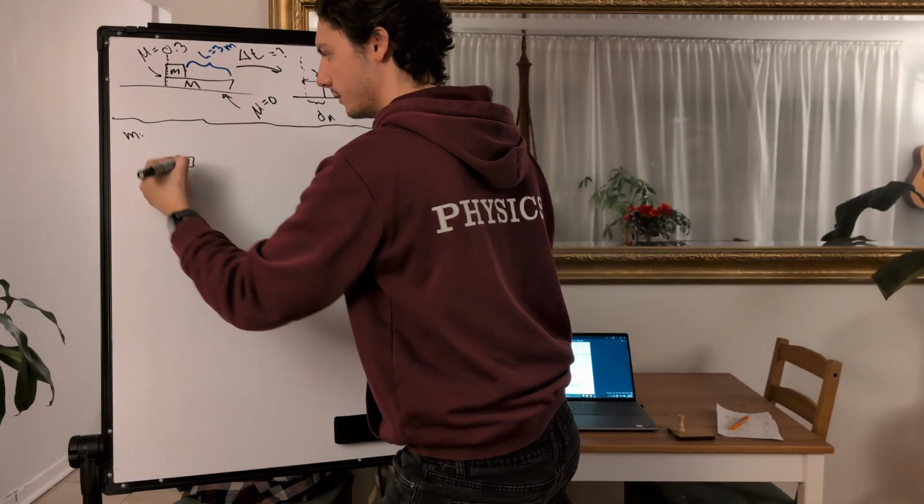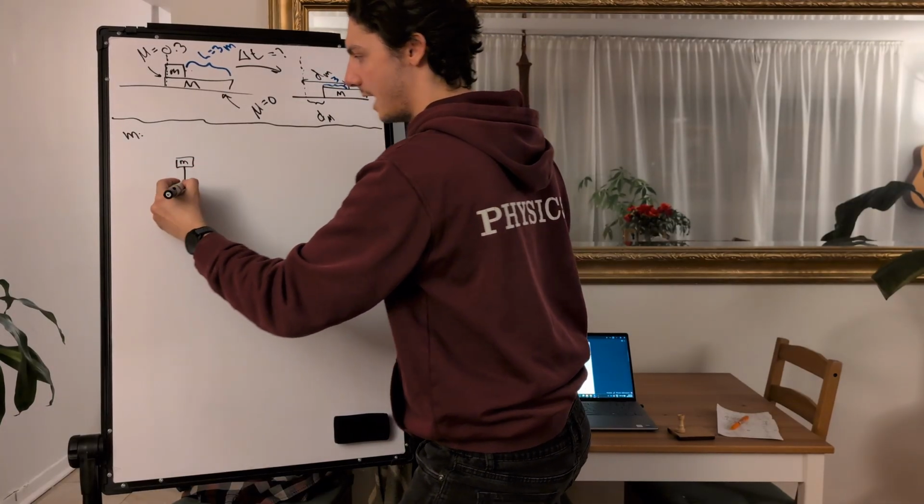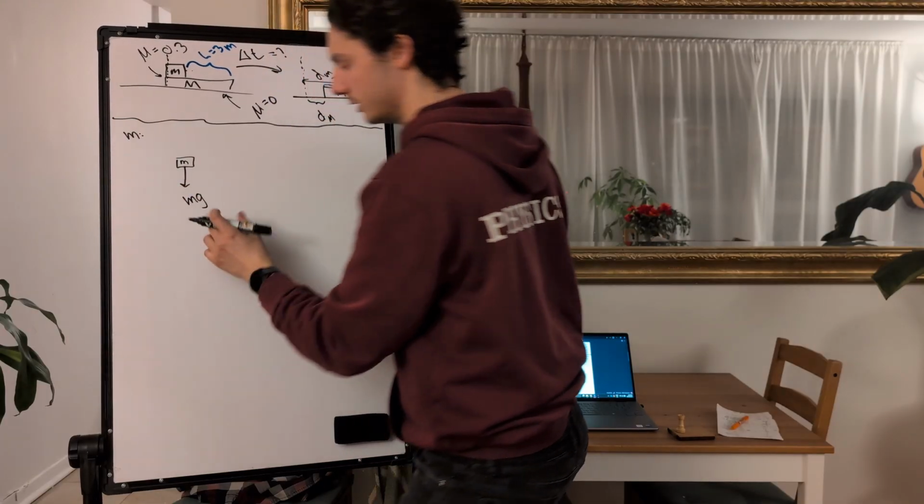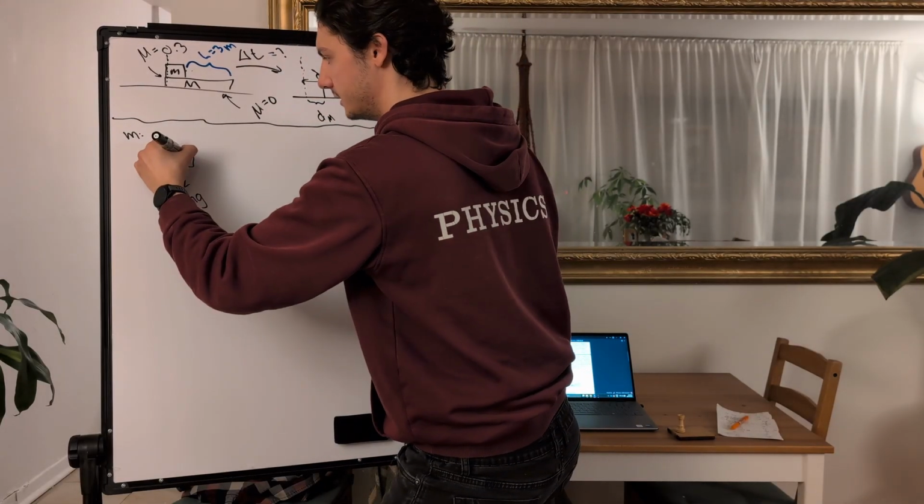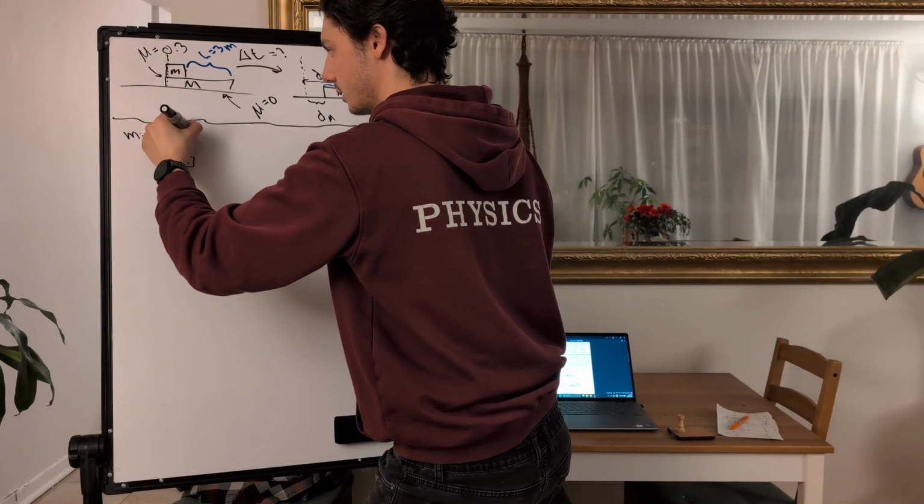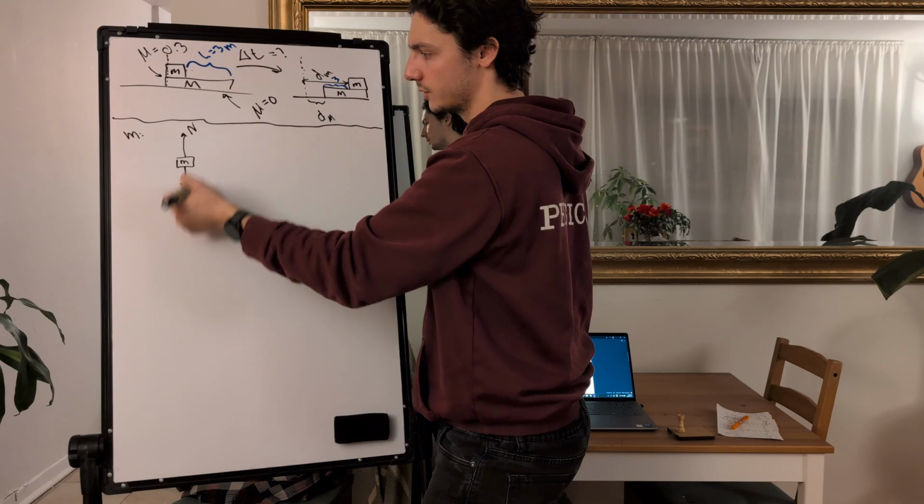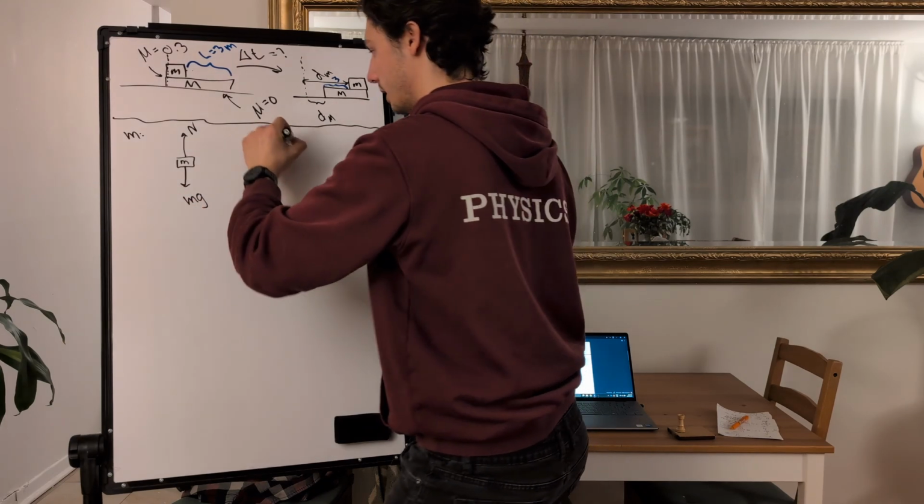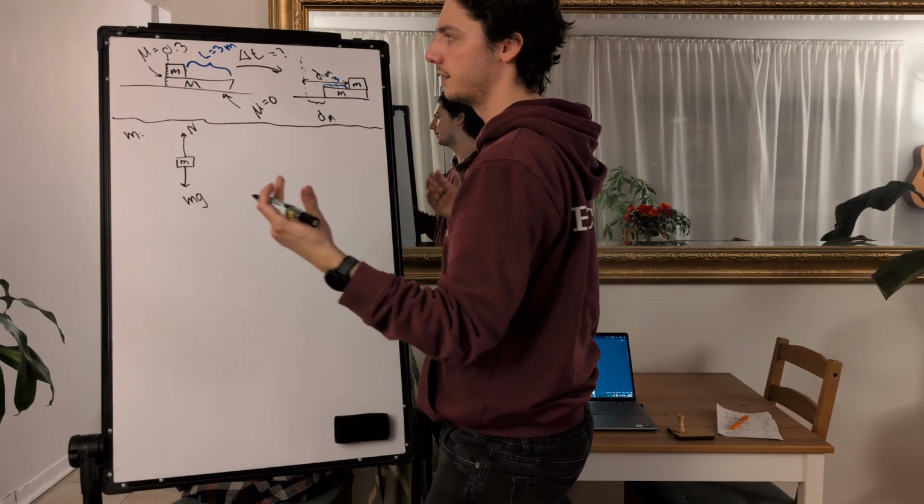Here is the block m, right? It is being pulled down by lowercase m times g, its weight force. The table, or this block, is pushing up on it with a normal force, right? If the forces cancel, the normal force is equal to mg. So that is everything in the y direction. I can't think of anything else.